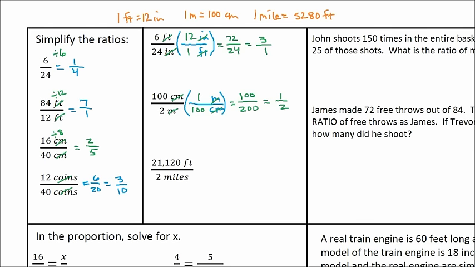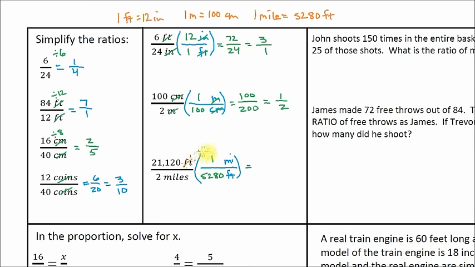And the last one, let's try this one. We're going to write our conversion fraction. And we have feet on top. We're going to put feet on bottom. Miles were on bottom. So now I'm going to put MI for miles on top, so we know it's not meters. And we know that 1 mile is equal to 5,280 feet.